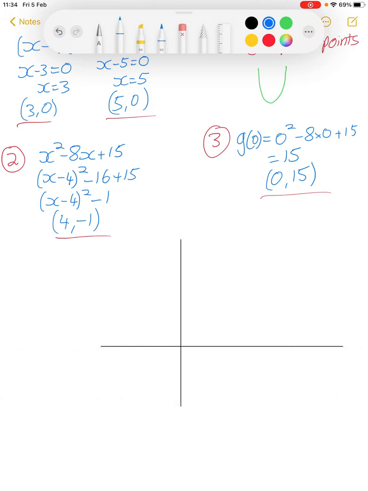Get rid of my ruler. Now the point is 3, 0, roughly there. 5, 0, I'm going to say is roughly there. 4, negative 1, it's going to be halfway in between them and maybe about here. And then 0, 15, somewhere up here.